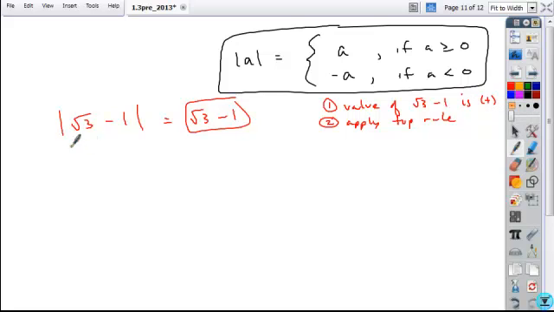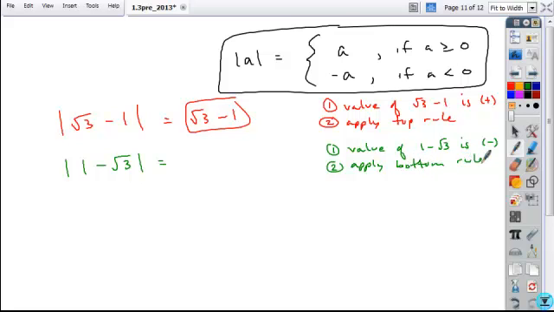Okay, let's see what happens if we had switched those terms. If we'd taken the absolute value of 1 minus root 3. Now you do the same thing. You identify the value, whether it's positive or negative. So is the value of 1 minus root 3 positive or negative? This one is negative, right? Root 3 is greater than 1, so when we subtract that, it becomes a negative value. Therefore, you're going to apply the rule on the bottom, and that rule is to take the opposite of the entire term.